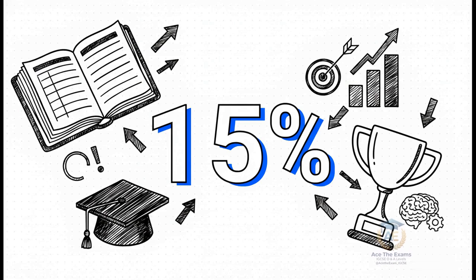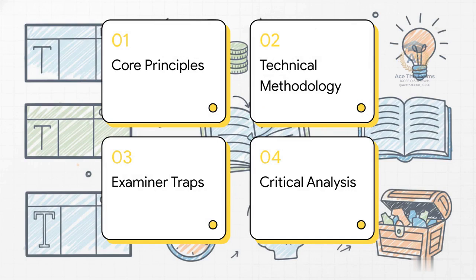Mastering this specific area is quite literally the defining factor between a standard passing grade and an elite, top-tier A-star performance. You simply cannot afford to leave these marks behind. So here is our strategic roadmap for today's explainer. We're covering 1. Core principles, 2. The technical methodology, 3. The examiner traps, and 4. Critical analysis and evaluation. Let's get right to it.